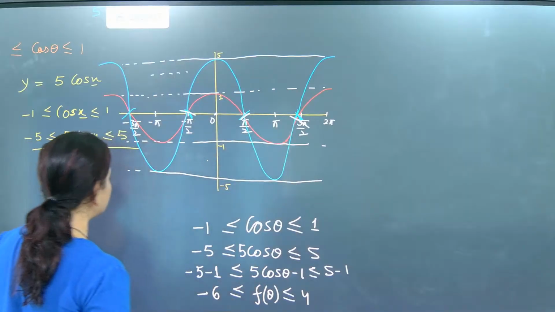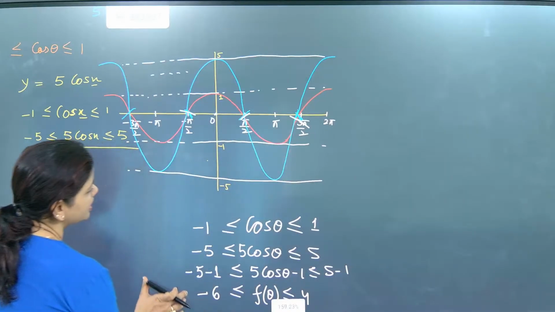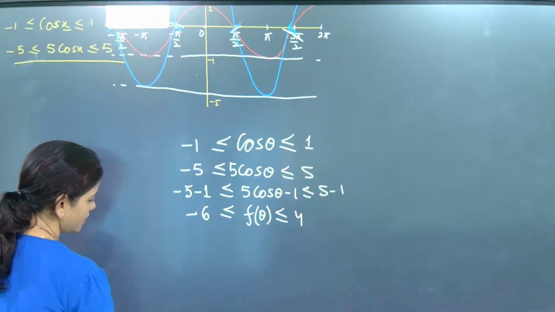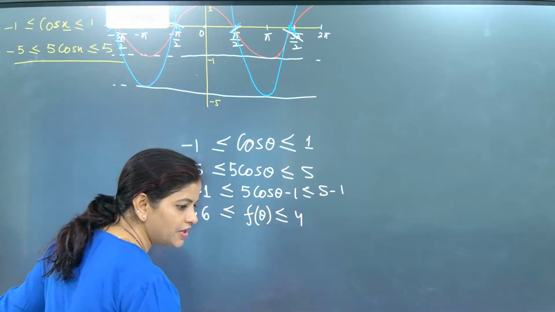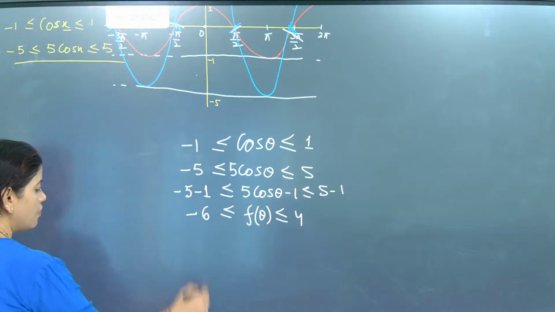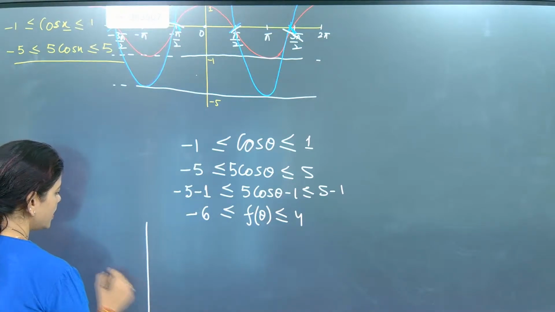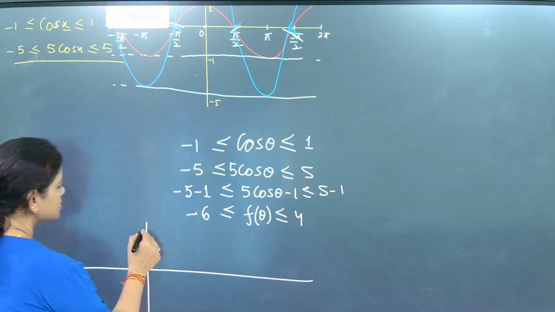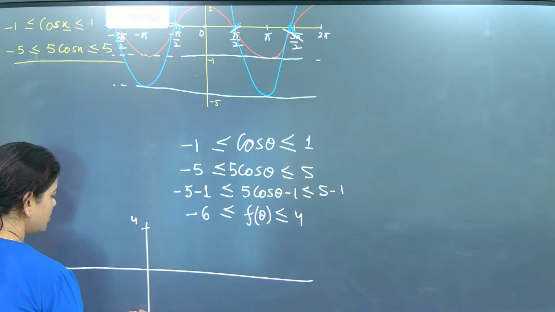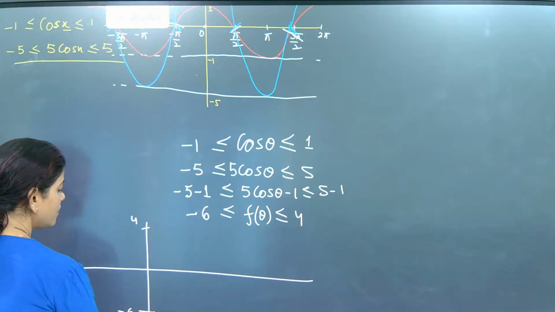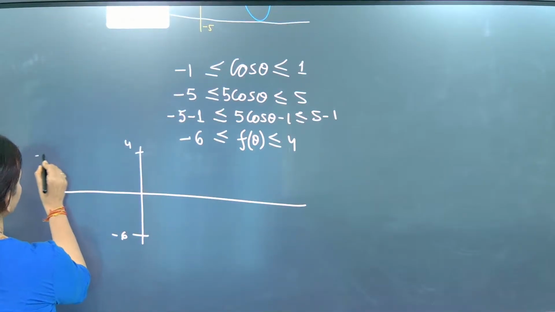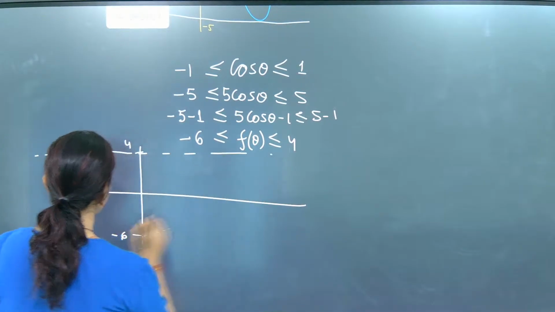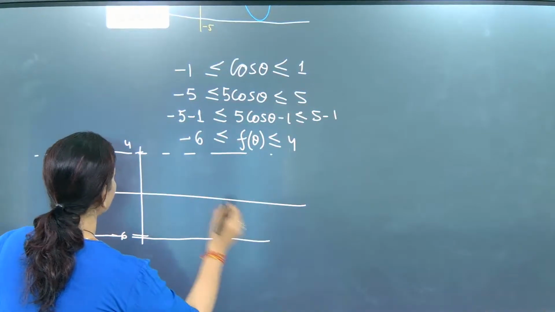So here if somebody tells you to draw this according to this situation, how are we going to draw that? Here maximum is coming as 4 and minimum is coming as minus 6. Understood? Now everything will change. Maximum is coming as 4 and minimum is coming as minus 6. So this part is coming. Now you can draw the same.